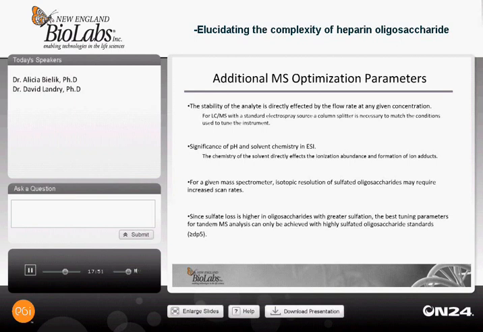And lastly, since sulfate loss is higher in oligosaccharides with greater sulfation, the best tuning parameters for tandem mass spectrometry analysis can only be achieved with highly sulfated oligosaccharide standards. We would recommend using a pentamer or larger. Using a highly sulfated oligosaccharide standard will work much better than a disaccharide with only 1 to 3 sulfate residues.